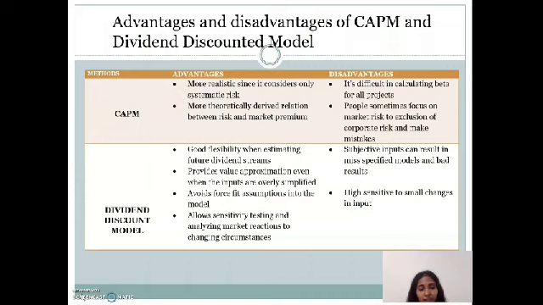The advantages of the dividend discounted model are good flexibility when estimating the future dividend stream, it provides value appreciation even when the inputs are overly simplified, avoids force-fit assumptions into the model, and allows sensitivity testing and analyzing market reactions to changing circumstances. The disadvantages of the dividend discounted model are that it is subjective. Inputs can result in misspecified models and bad results. It is sensitive to small changes in inputs.